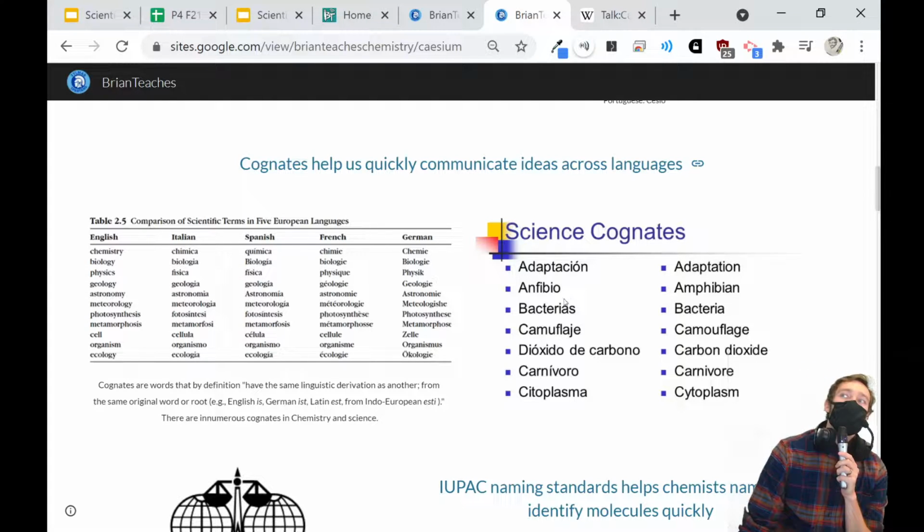Anyways, these cognates have a very similar word in both Spanish and English. All of these science cognates are very similar.